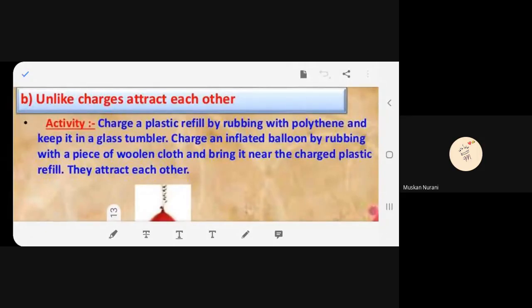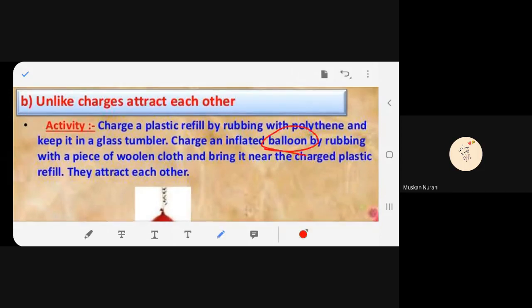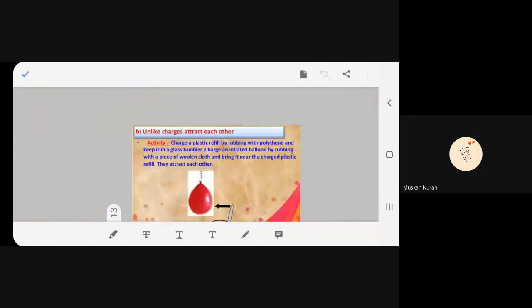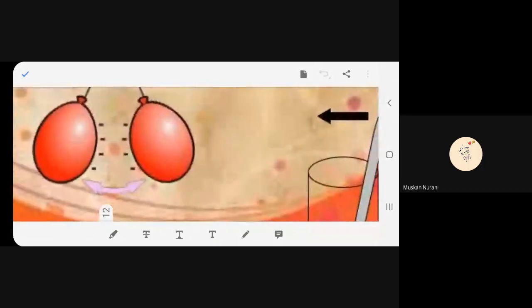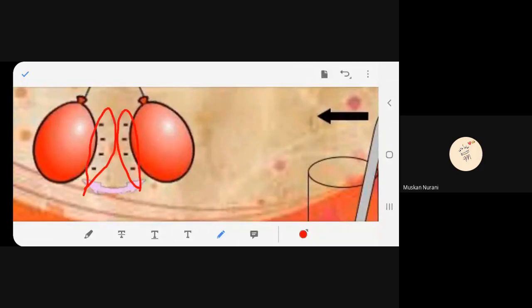If you remember, when we rubbed the balloon, which charge did it have? Negative. Remember? The balloon had a negative charge, and the plastic refill will have a positive charge. So when I bring both the unlike charged bodies together, they will attract each other. See over here, I just want to show you. Can you see this negative charge?